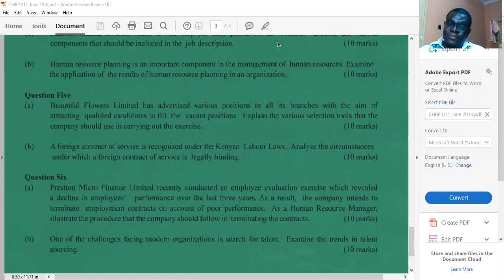Selection tools. Tazima. Tools. Which are the selection tools an organization can use? Selection tools.